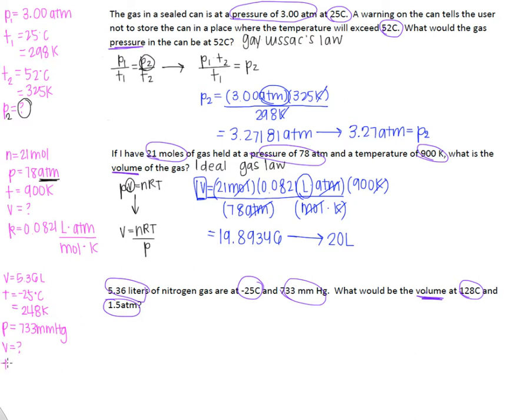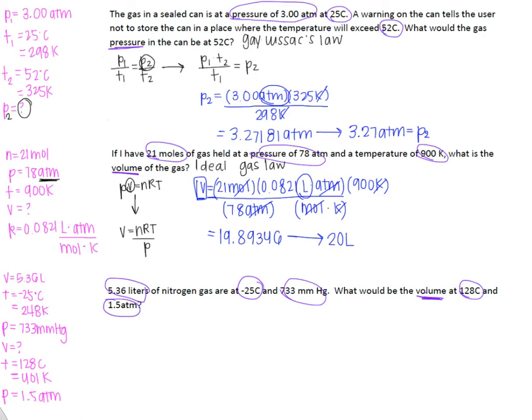I have another temperature of 128 C. Again, I have to add 273 to that, which gives me 401 Kelvin. And I have a second pressure of 1.5 atm. Now, another reason that I mentioned in class that I want you to list all of these in this particular way is because it allows you to see that all of your units match up.